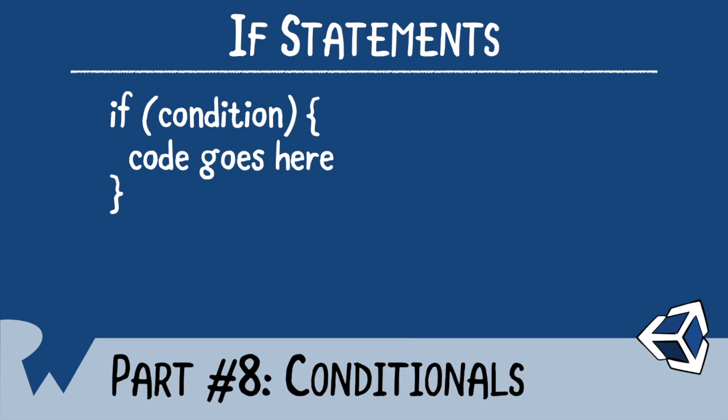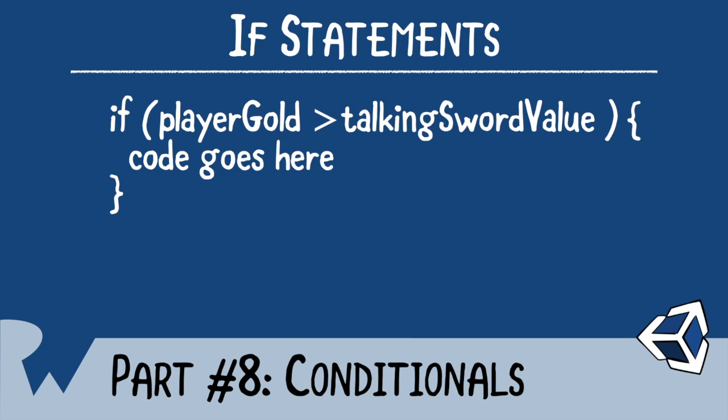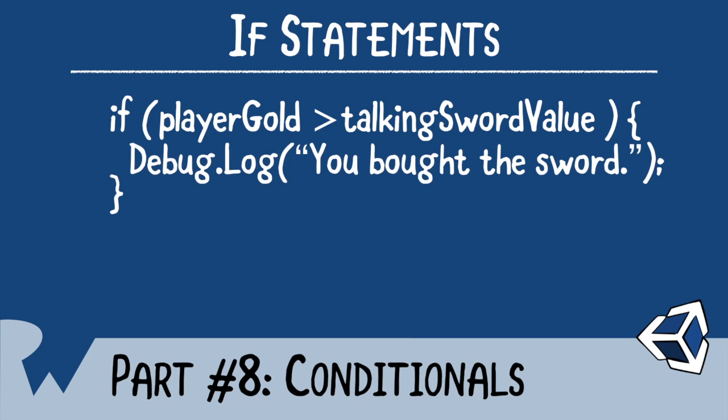Let's take a look at the condition. Imagine you are developing a role-playing game where the player is about to buy a talking sword. The player has 100 gold, but the talking sword is 1,000 gold. How would you write an if statement to see if the player can buy the sword? Within the parentheses, you'd put player gold greater than talking sword value. Then within the brace, you'd put a simple statement, letting the player know that the sale went through. In this case, the player doesn't have enough gold to buy the sword, so the code block would be passed over.